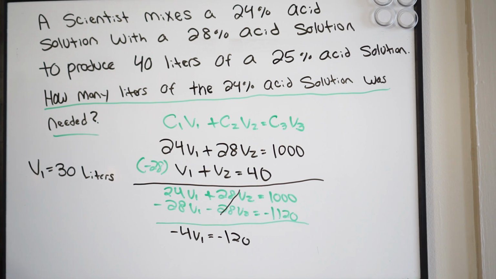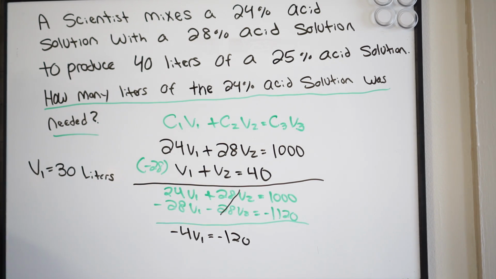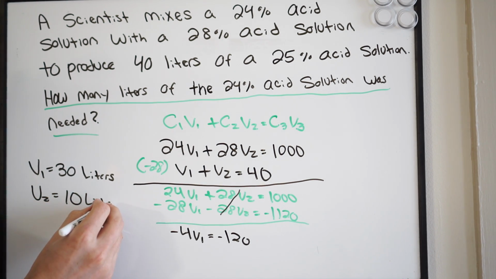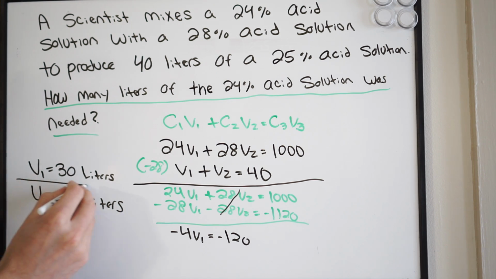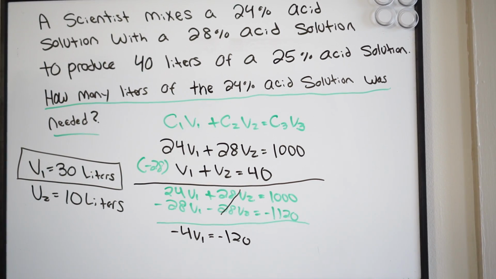And if you wanted to take this a step further, if you wanted to find the volume of our second one, we would just plug this in here and solve for V2, and we know that that would be 10. Alright, so V2, or volume of 2, would be 10. Okay, but they were asking for this one right here. Alright, so that's it.